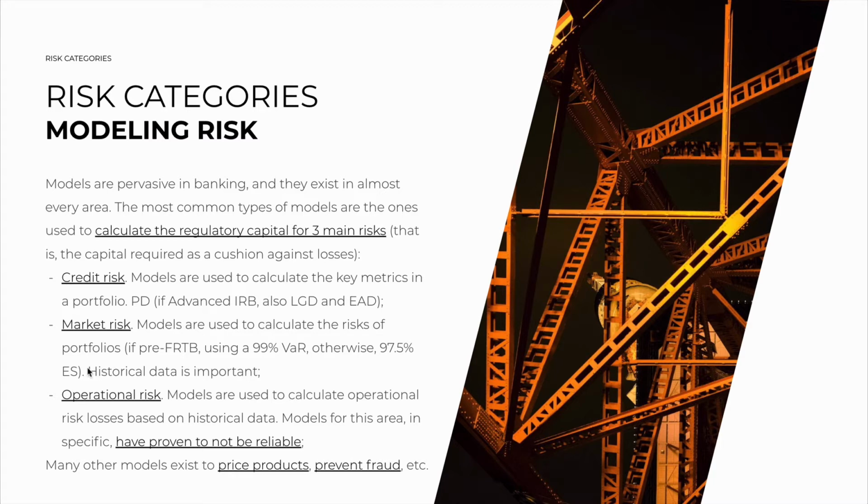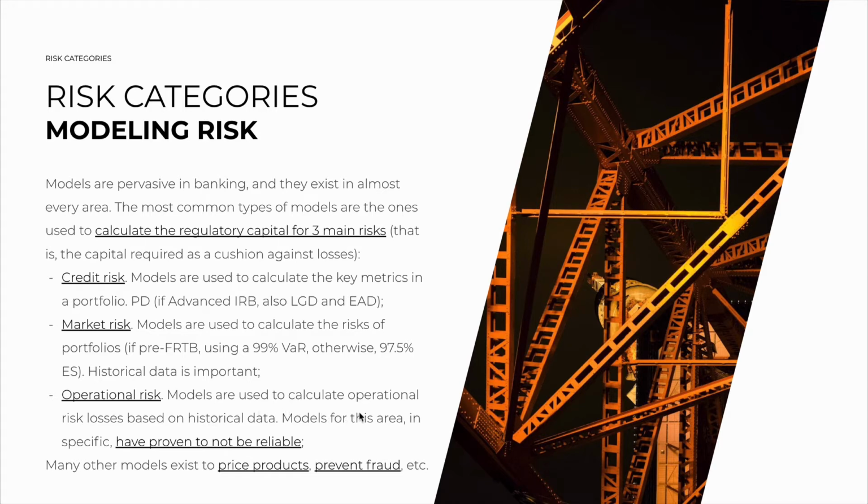For this type of model, historical data is very important because if you use data that are too positive, you get risks that are underestimated, and vice versa. And finally, we have models to calculate operational risk. So these models calculate operational risk losses based on historical data from the bank's individual departments.